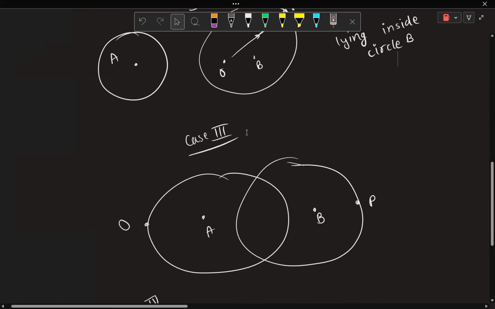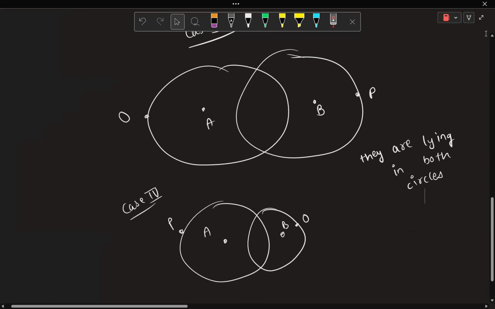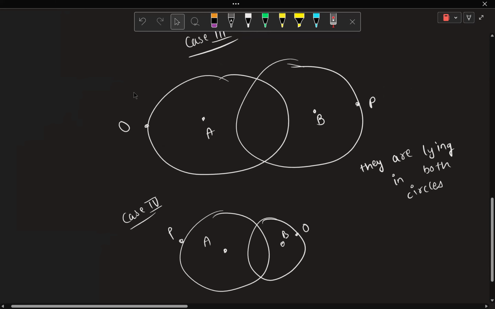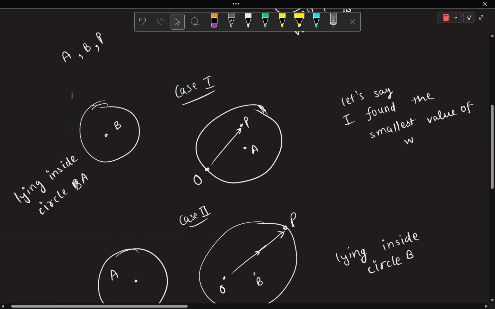Here in the third case, I said that they are lying in both circles, and in the fourth case as well. So does this make sense? Please say yes or no. Does this make sense? That in the optimal answer, you will definitely be having something like this. Right.